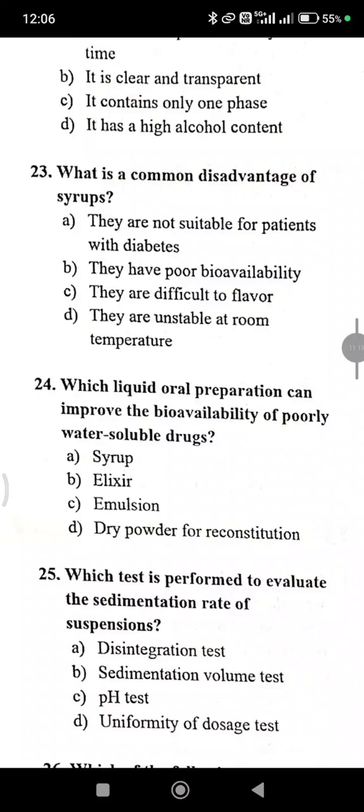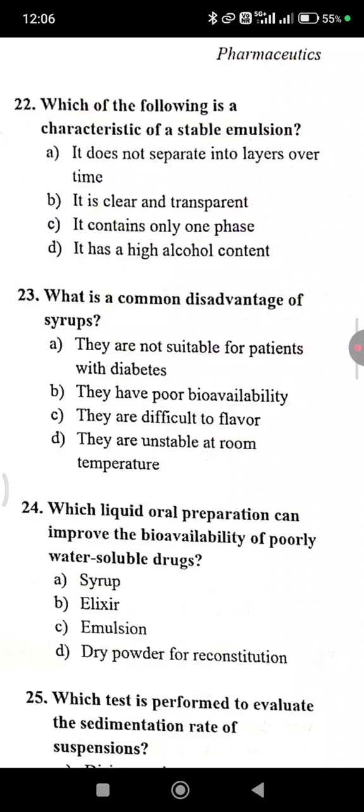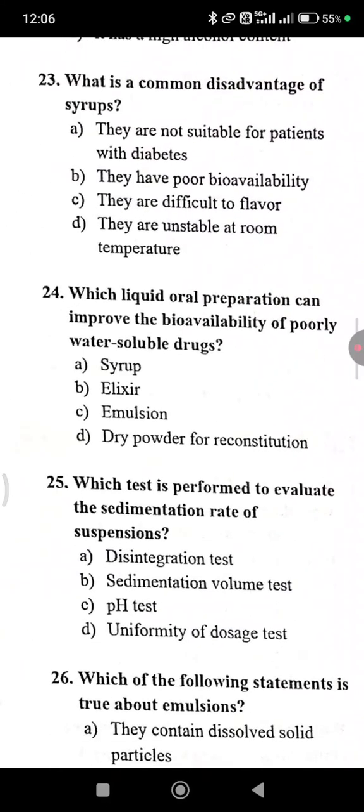Let's go to the next point, question number 23. The common disadvantage of syrup is that they are not suitable for patients with diabetes. Stable emulsion characteristics, question number 22: the answer is it does not separate into layers over time.